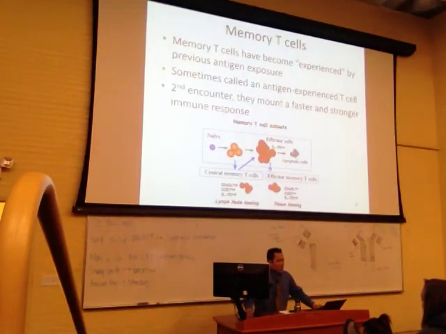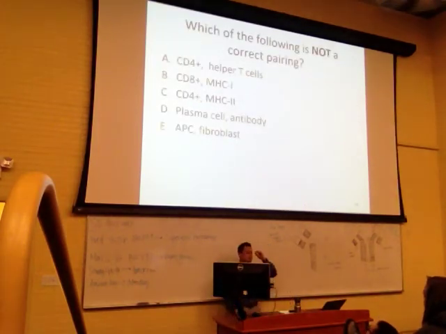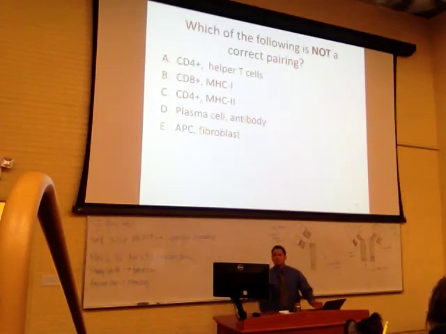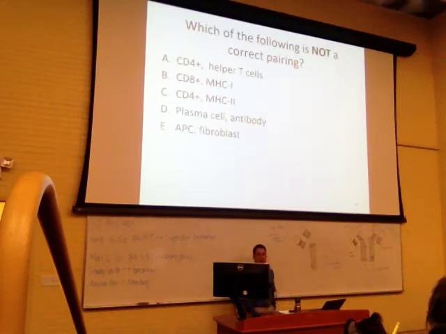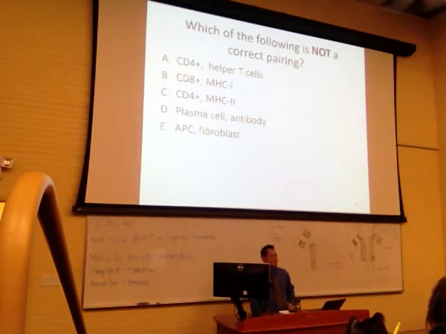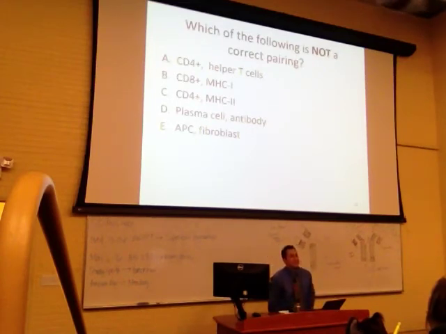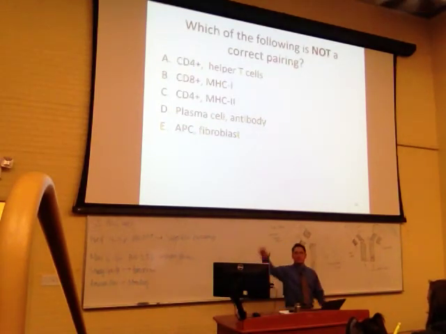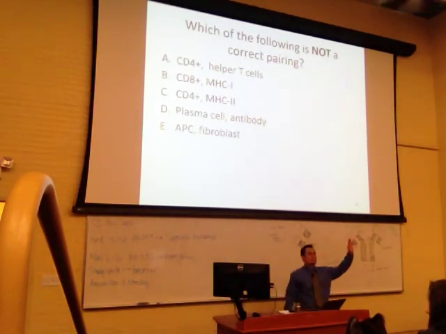So as we wrap up for today, let's go through a couple of questions to kind of gear you up for the exam as it relates to this section. Which of the following is not a correct pairing? A, CD4 positive helper T cell, CD8 positive MHC class 1. B, CD4 positive MHC class 2. C, plasma cell antibody. D, APC fibroblast. How many say A? B? C? D? Or E? Okay, the E's have it.